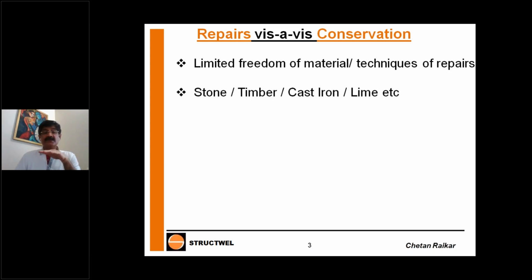In conservation, some of these old buildings are made out of stone, timber, cast iron, lime, wrought iron, and so many other building materials which are not used nowadays in construction. So very little of this is taught in architectural or in engineering colleges now. We really do not know about lime. We really do not know about timber construction, timber joinery. We really do not know about stones.